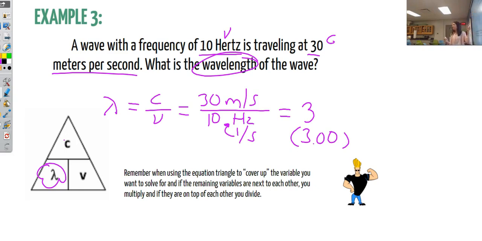And since this is wavelength, what should the unit of wavelength be? If it's just a length, it should be in what? Meters. Very good. And that would be in meters. Okay? That would be in m. So frequency is in hertz, wavelength is in meters, and speed is in meters per second.